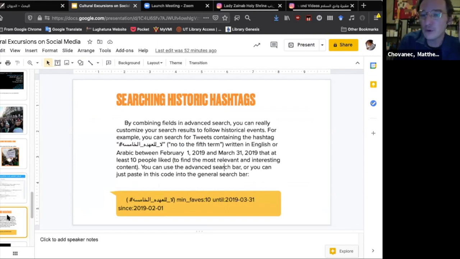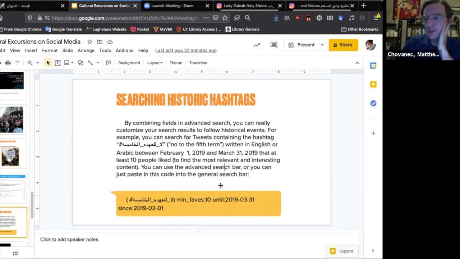I want to find people who use this specific political slogan turned into a hashtag, "no to the 5th term," written in English or Arabic, so you can choose the language that it's written in as well, between the dates of February 1st, 2019 and March 31st, 2019, which is generally considered the first phase of the Hirak protest movement in Algeria. And I want it so that at least 10 people liked the tweet, so that I'm not finding just garbage, I'm finding the main people in this conversation. And so that's basically what this code is here.